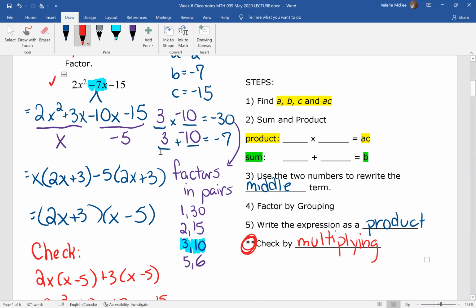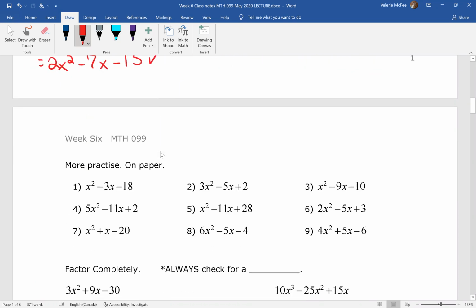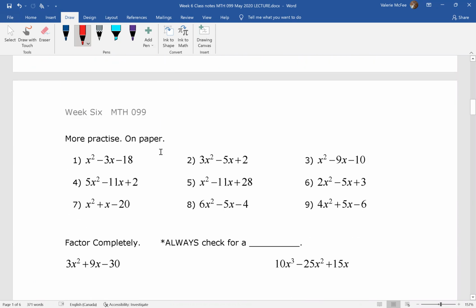The only thing to do now is practice. So here are some questions. You should get out some paper and start working on these.